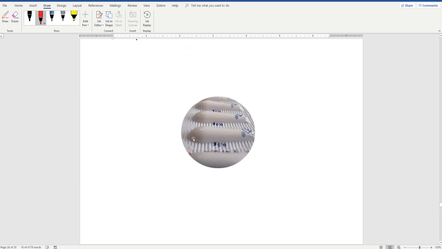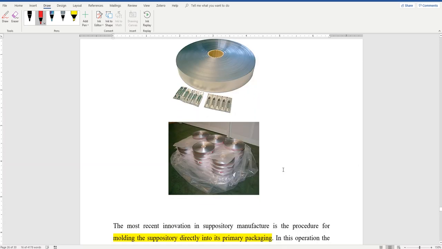Look at this one. What you see here, the shape of the suppository, is itself the mold, and it is the primary packaging, because it's in contact directly with the suppository. So you pour the melted material of suppositories into this mold, then you trim it, then you seal it with heat and pressure, and then you cut it into the required number of suppositories in each strip. Okay?